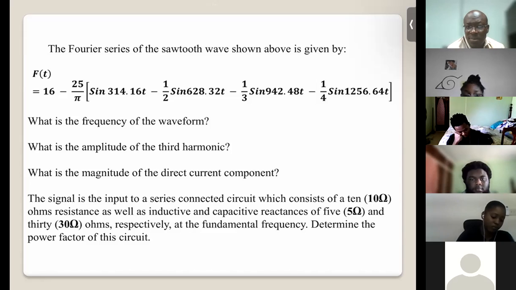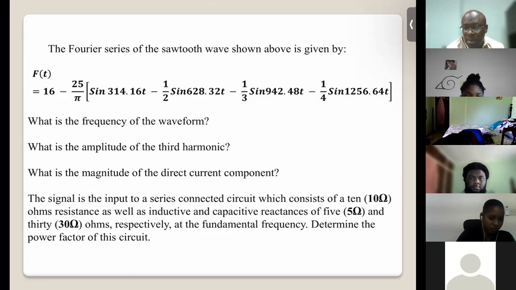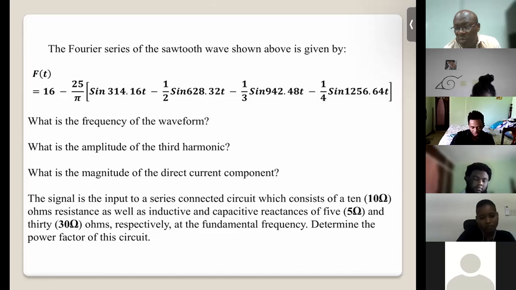Can you see that? So 628 over 314 gives you 2. 942 over 314 gives you 3. 1256 over 314 gives you 4. So it is telling you that the 628, the 942, and the 1256 are the second, third, and fourth harmonics.